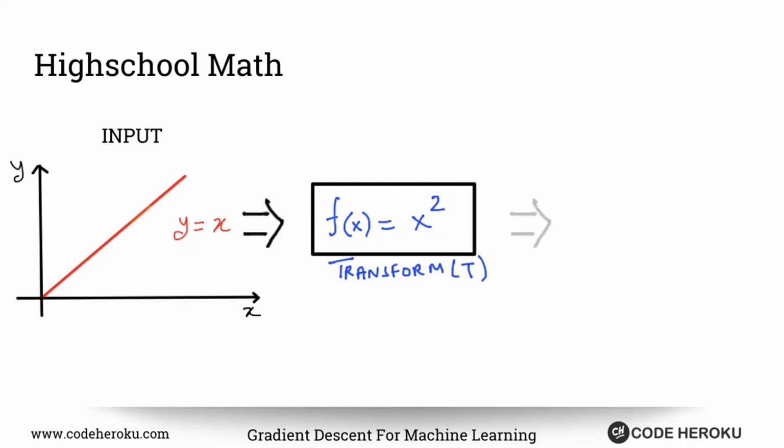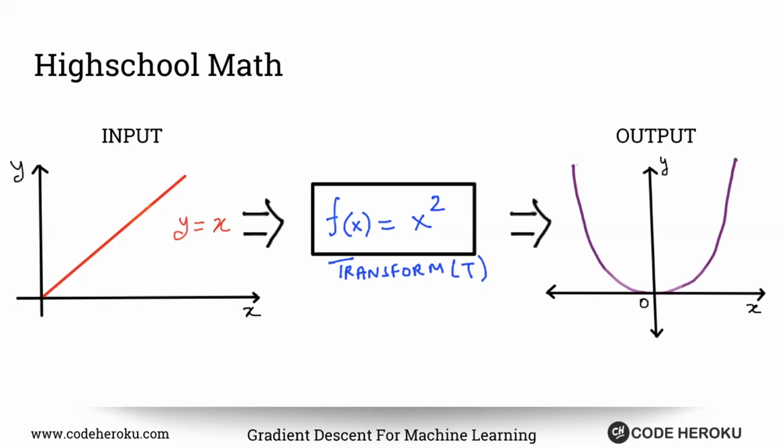All right, so this is what it looks like. Pretty basic. Given y equals x, if you apply it to a box which has a function f of x equals x squared, you will transform the input and you'll get something like this as an output from this system, right?